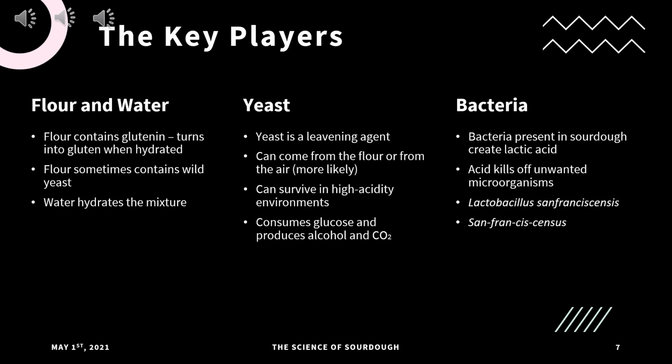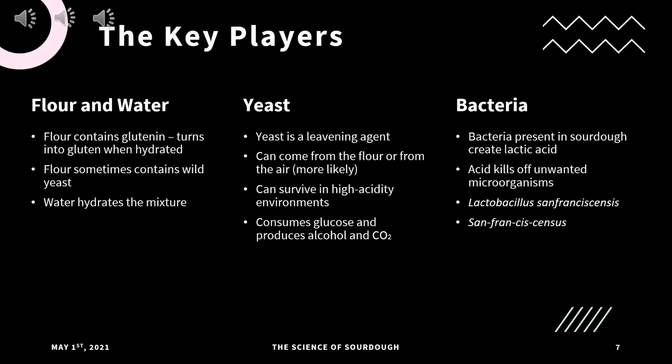So there's a few key players in the creation of sourdough. So we'll start with the starter, which starts as just flour and water. Flour contains gluten proteins, which later, when hydrated with the water, turn into gluten. Gluten is found in all breads. It gives it its shape and texture. It also allows for air bubbles to be created in the bread.